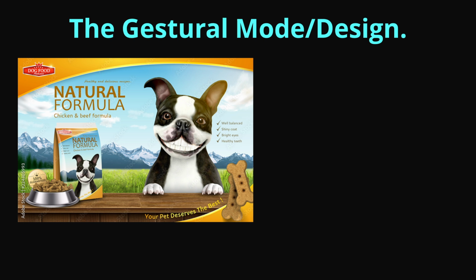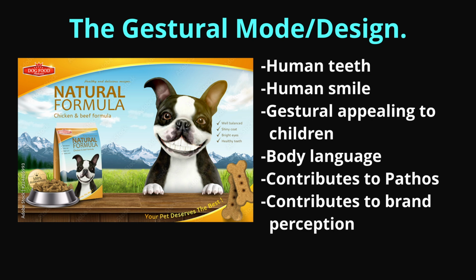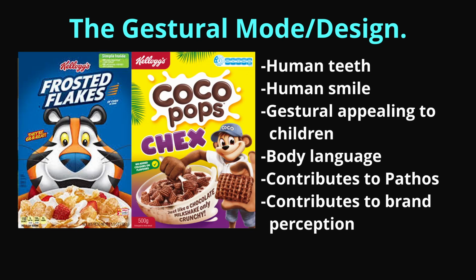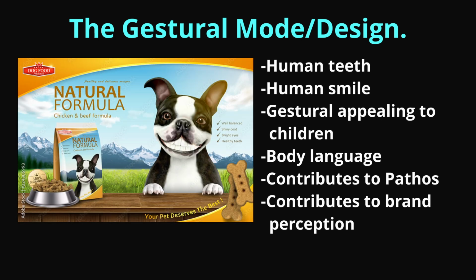Now let's look at the gestural elements in this text. And we definitely notice these, and they contribute to the pathos of this text. The dog has human teeth and a large human smile, while pet owners are the target audience. And I'm thinking adults here because they're the ones that buy pet food and they're the ones who buy pets. This is also the kind of advertising that we see on cereal boxes and toys. The dog looks nice and fun and happy, and most importantly, he's making eye contact with the audience.